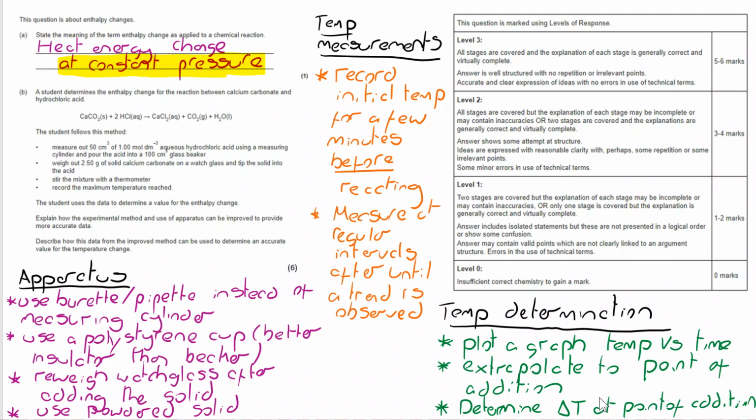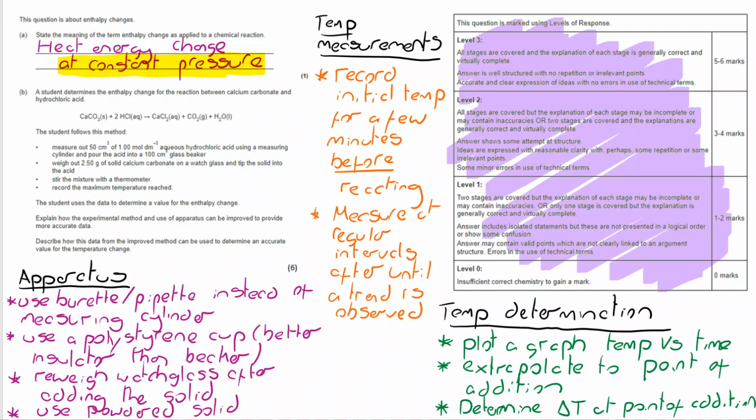And if all 3 of them are virtually complete, you're into level 3. If 2 of them are virtually complete, or there is something from all 3 of them, it's level 2. If 1 is virtually complete, or there is something from at least 2 of them, that puts you at level 1. So you can work through and see how many marks you think you would have got.